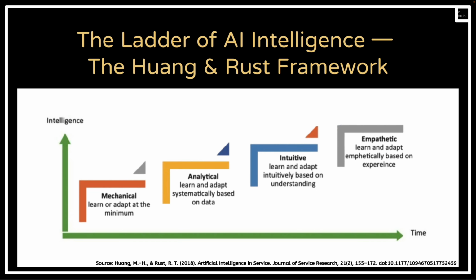So this framework does more than classify AI. It also helps us think strategically. It tells us where a company is currently using AI, where it might move next, and which human capabilities remain especially valuable.